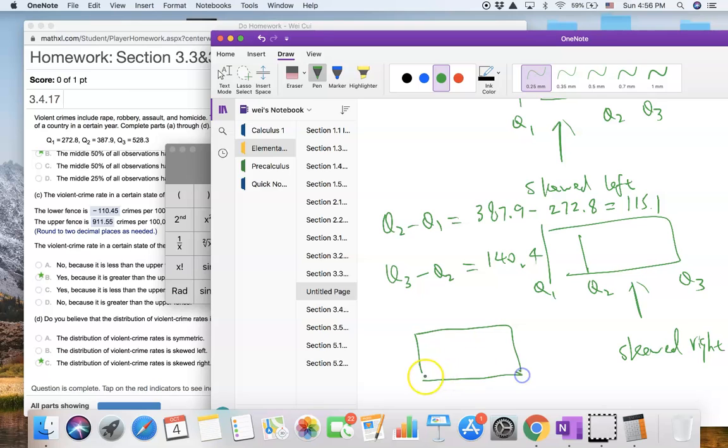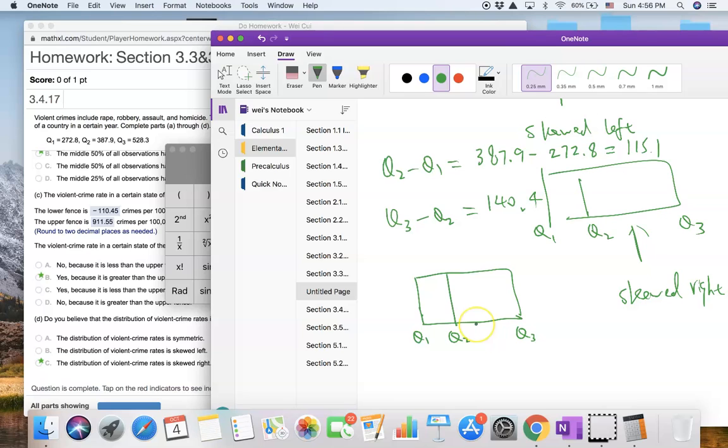So if we graph this part, we're going to have something like this. This is my first quartile, this is my median, this is my third quartile. So we can see the distribution is skewed right, because the distance between the third quartile and the median is greater than the distance between the median and the first quartile.